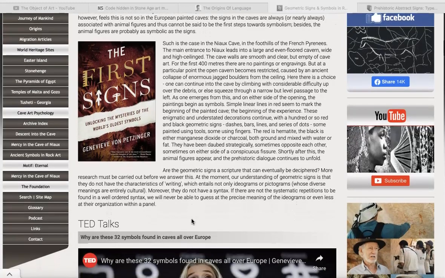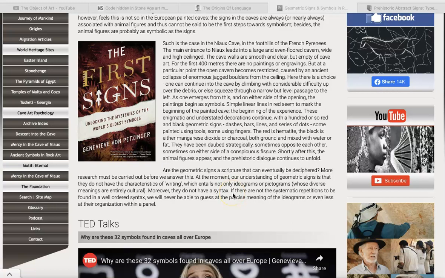Anyway, what else does it say here? Are the geometric signs a scripture that can eventually be deciphered? Gosh, I hope so. More research must be carried out before we answer this. At the moment, our understanding of geometric signs is that they do not have the characteristics of quote-unquote writing, which entails not only ideograms or pictograms, whose diverse meanings are entirely cultural, allegedly. Moreover, they do not have a syntax. How do you know?